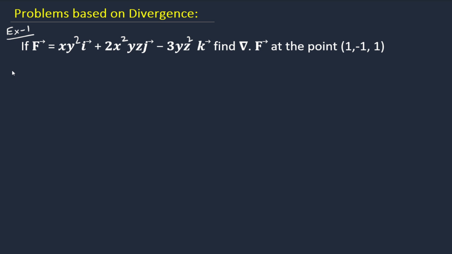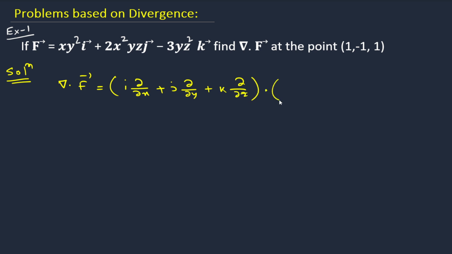See here one vector function f bar is given. What we have to find? We have to find nabla dot f bar, meaning divergence of f bar, at a particular point (1, -1, 1). So let us find nabla dot f bar. So what is nabla? It's nothing but i ∂/∂x, j ∂/∂y plus k ∂/∂z dot f bar.